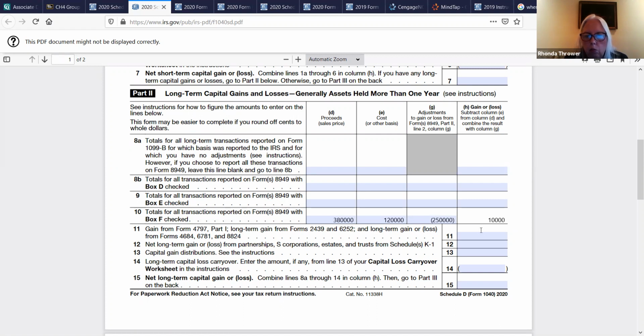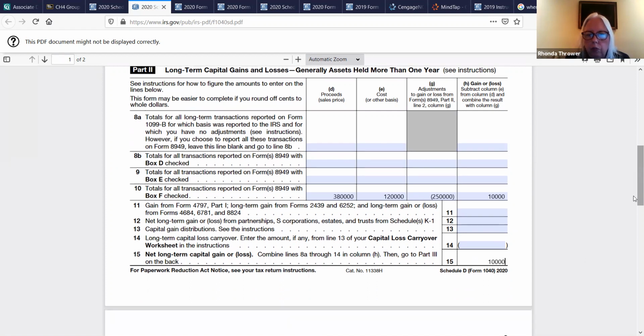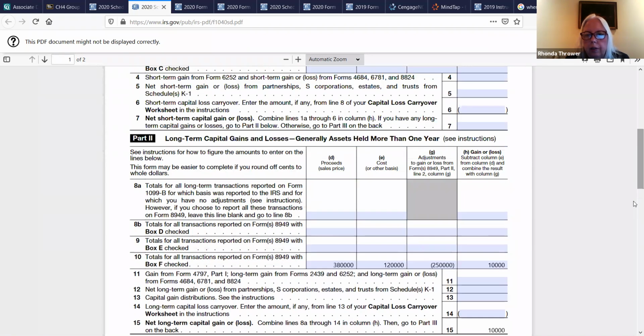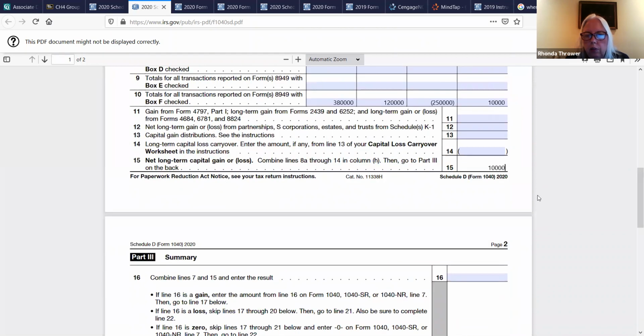And then we would feed that to right here, line 15. And then that would go on to the next page of this, where it says combine lines 7 and 15 together. There was nothing on 7. So we just had 15 here. So line 16, we're going to enter 10,000.